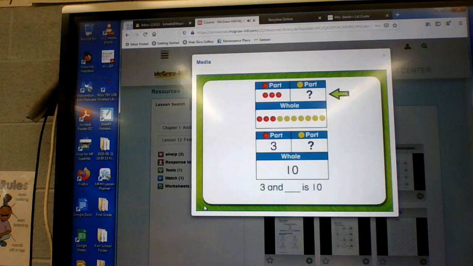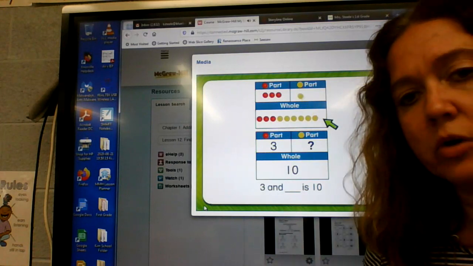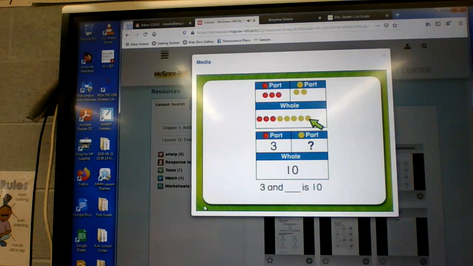Let's put a yellow counter where the question mark is for each yellow counter in the whole. So if you had cereal, you could use the cereal for 3, this. 4, 5, 6, 7. The other part of 10 is 7. 3 and 7 is 10.